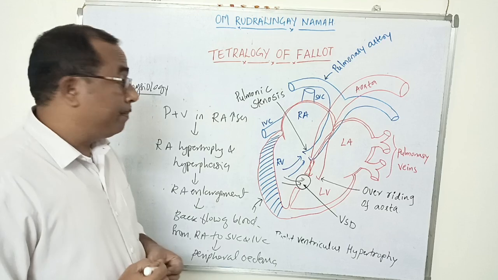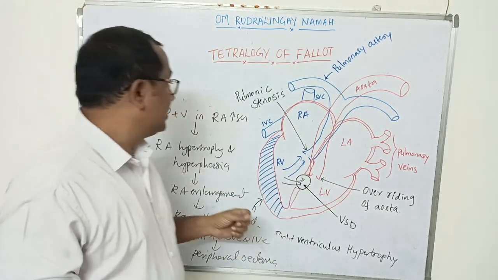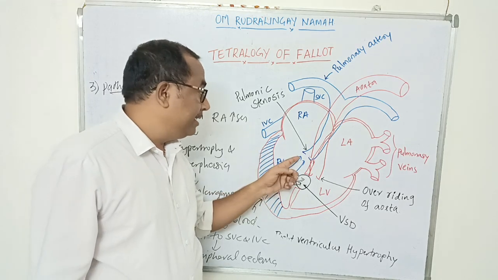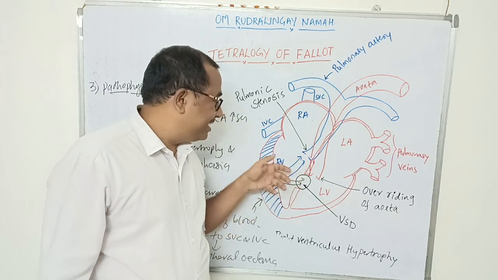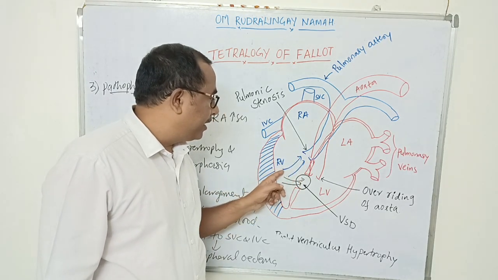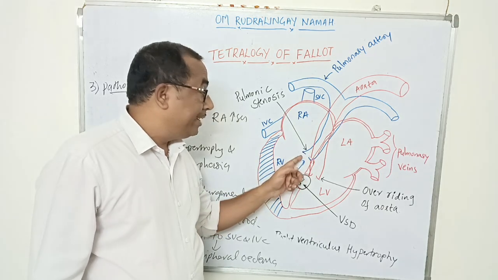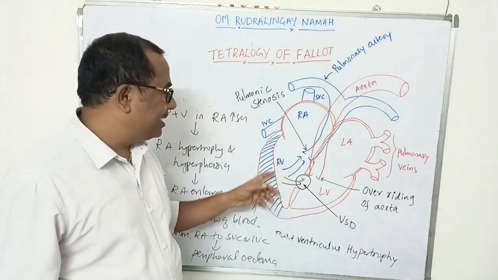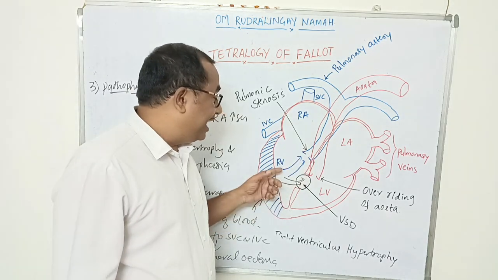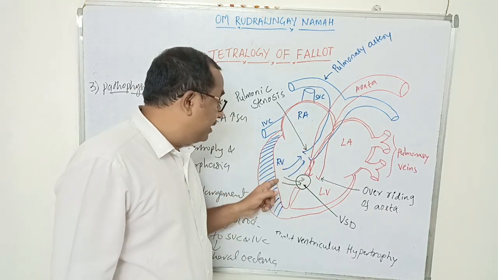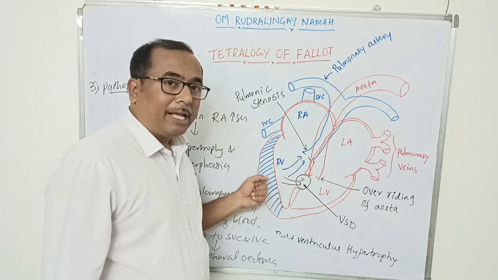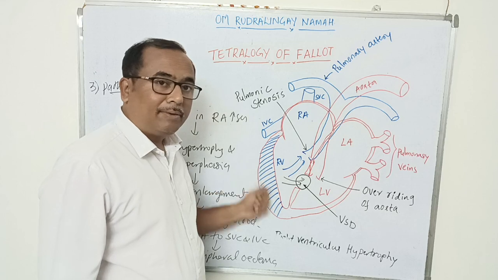So when it comes to the second pathophysiology of tetralogy of Fallot, what happens here? Due to etiological factors, there are 4 defects. Especially due to pulmonic stenosis, there is obstruction in the flow of blood from right ventricle into the pulmonary artery, due to inability of pulmonary valves to open completely. Because of this, the pressure and volume in the right ventricle increase. Okay, and right ventricular hypertrophy and hyperplasia, and right ventricular enlargement will take place.